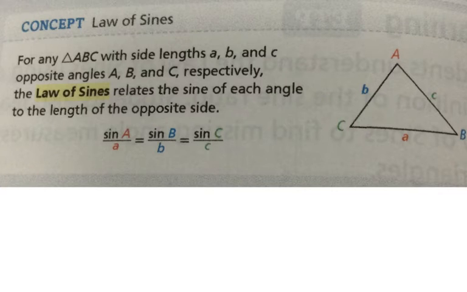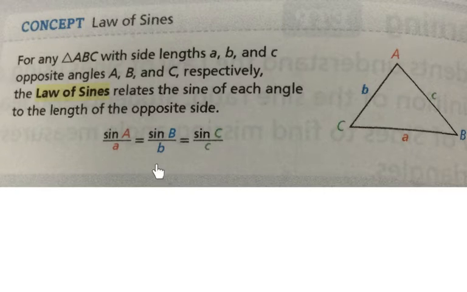It says if I have angles A, B, and C, and notice how they're all capital, and then across from angle A, we have side length a, and that's a little a. Across from angle B, we have side length b, which again is a lowercase b. And across from angle C, we have lowercase side c.